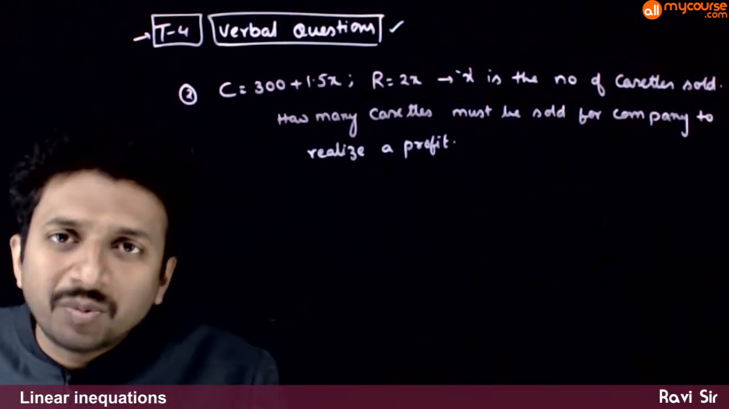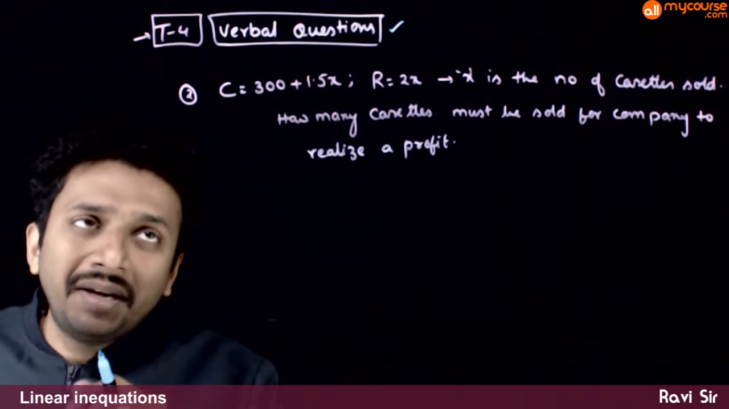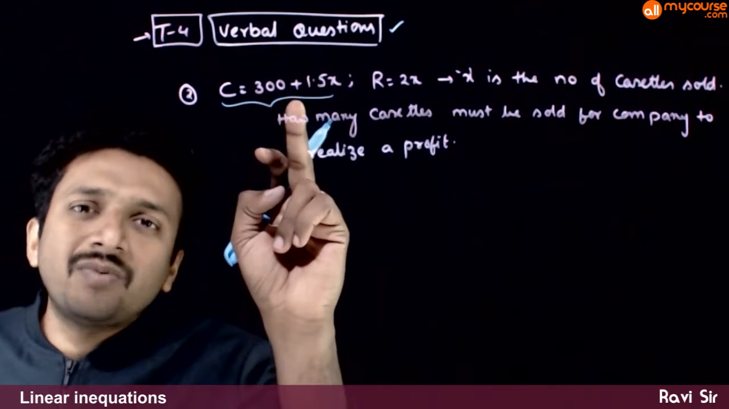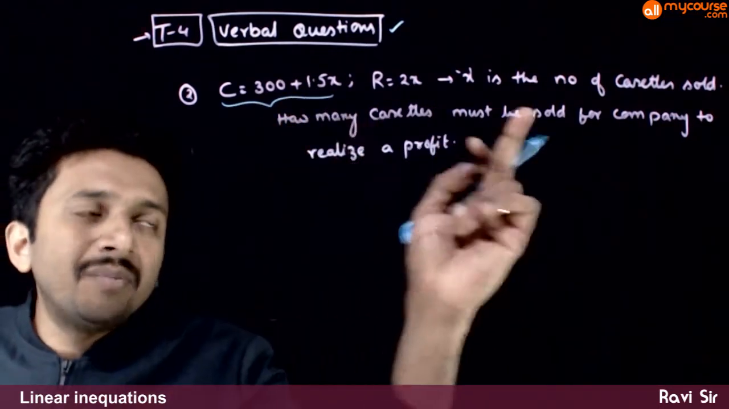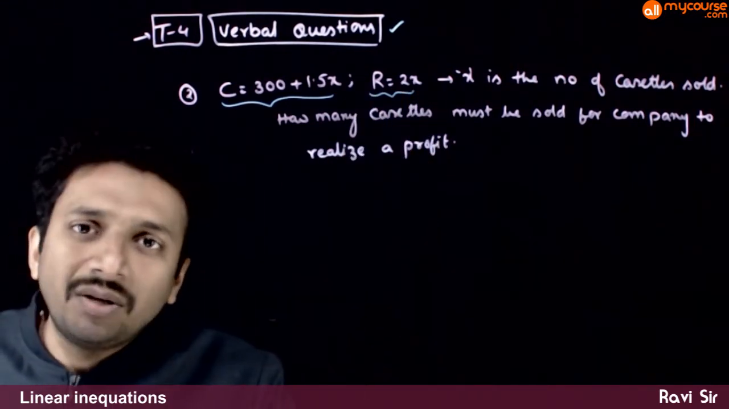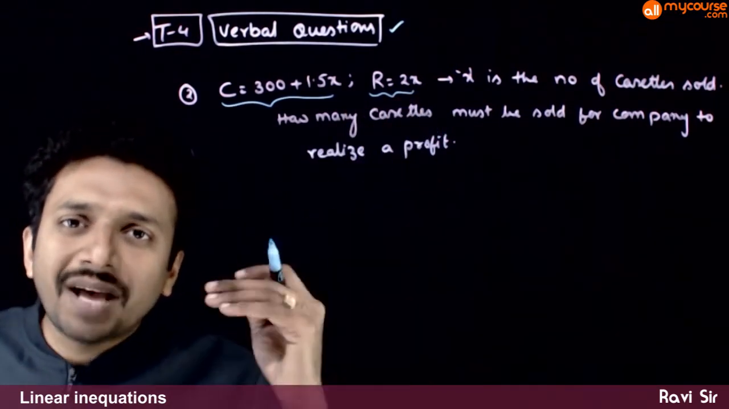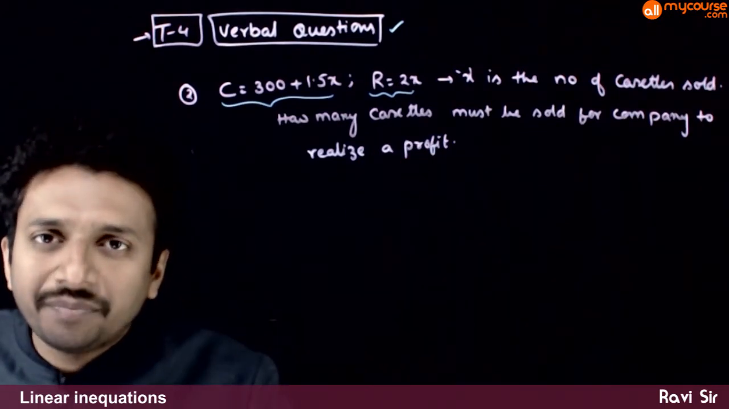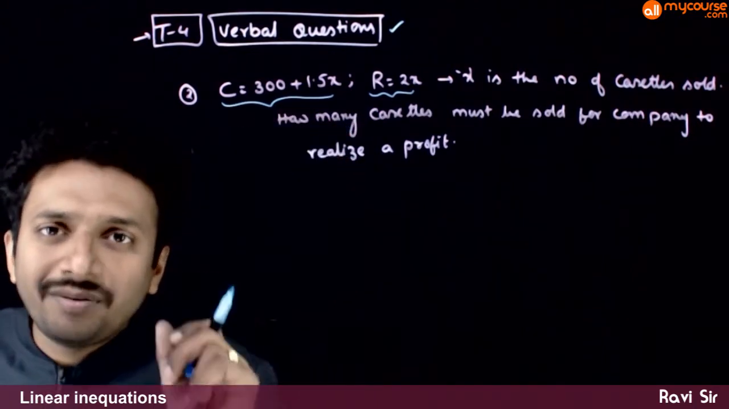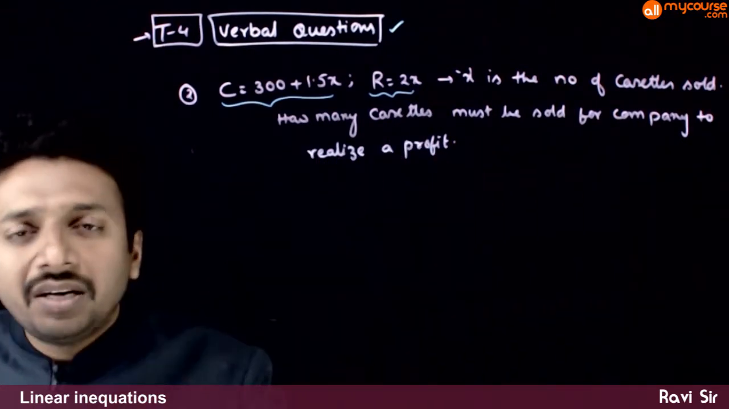So let us take another example in this model. In this question you're given that you have a company which manufactures cassettes, and the cost function is 300 plus 1.5 times x, where x is the number of cassettes sold. And the revenue function is r is equal to 2x. The revenue on each cassette is 2. So whatever number of cassettes you sell, you get 2x amount of revenue. So the cost of selling the cassettes is 300 plus 1.5x and the revenue is 2x. How many cassettes must be sold for the company to realize profit?